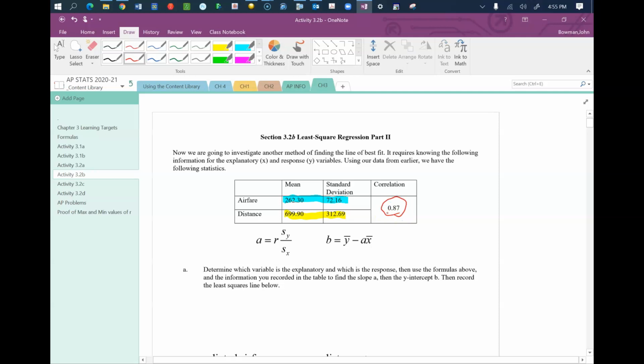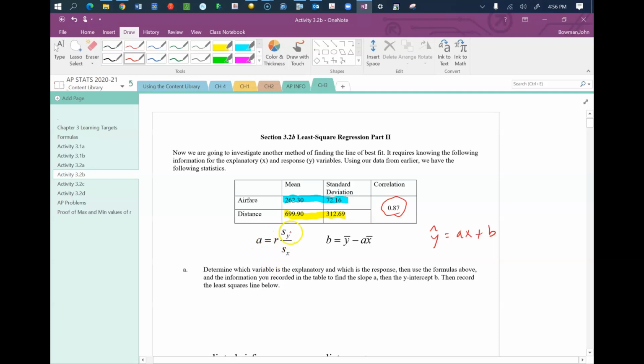Well, it turns out that if we write the equation of the line of best fit in slope-intercept form, so y with a hat over it is equal to ax plus b, where a is the slope, b is the y-intercept, x is the explanatory variable, and y hat, a new symbol for most of you, is the predicted y value. If we write the equation like that, the slope can be found using this formula right here.